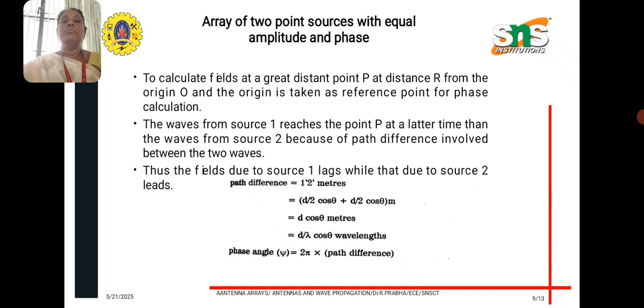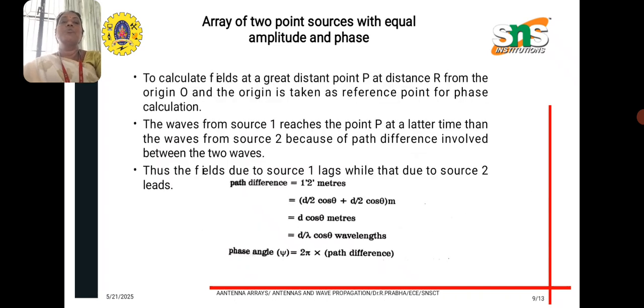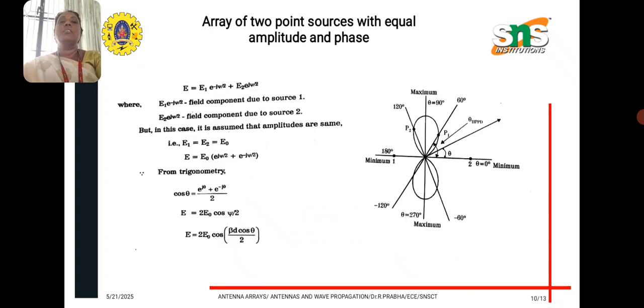Now the path difference is calculated, and we have obtained the path difference as d cos theta meters. In terms of wavelength, it is d by lambda cos theta wavelengths, and the phase angle psi is 2 pi times the path difference, so it is 2 pi d by lambda cos theta. This 2 pi by lambda is beta, so the phase angle psi is beta d cos theta. Now, the total field E is equal to the fields due to the individual sources, E1 e power j theta 1 plus E2 e power j theta 2, and psi is the path difference.